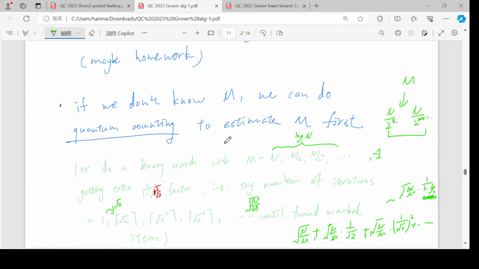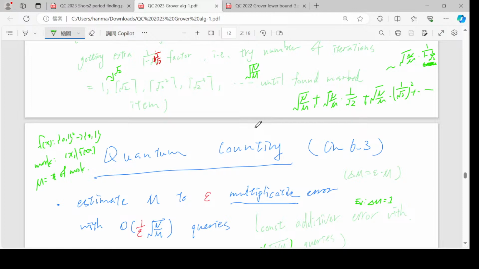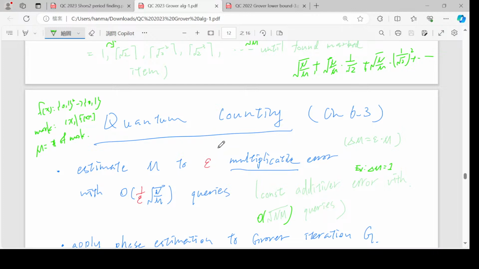Okay. But another way to do this is to use something cooler: you can use quantum counting. Quantum counting is actually something more powerful than Grover search. In Grover search, you only want to find the marked item, but in quantum counting, you want to estimate the number of marked items. How many queries you need for quantum counting depends on how accurate you want your estimate of the number of marked items m to be.